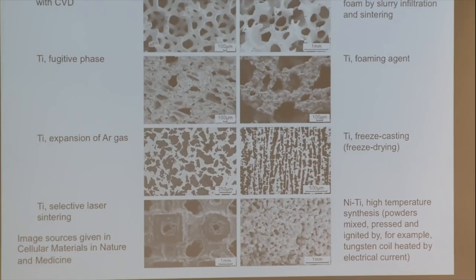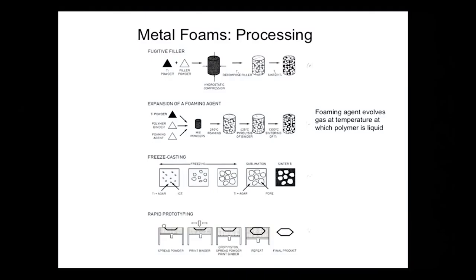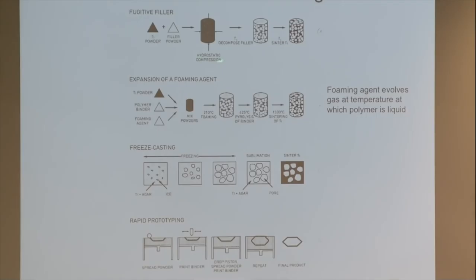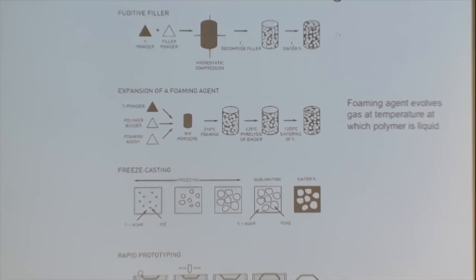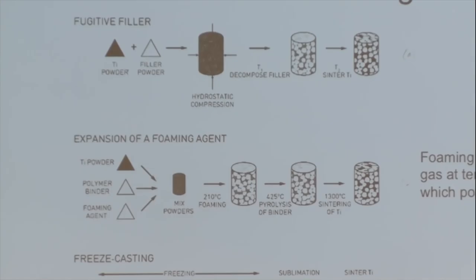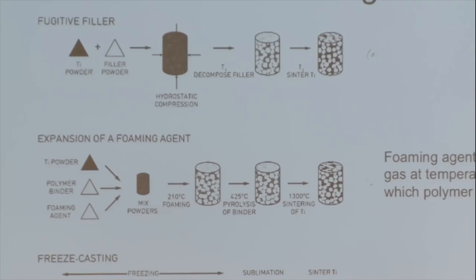So this is some more details about how they might do it. This is the fugitive phase process here. You could take a titanium and a filler powder, you'd mix them up and pack them together. You would raise it to a certain temperature to decompose the filler. Typically the filler decomposes at a lower temperature than what you sinter the metal powder that's left. So you decompose the filler, you drive that off, and then you sinter the metal powder, and you're left with the porous titanium.